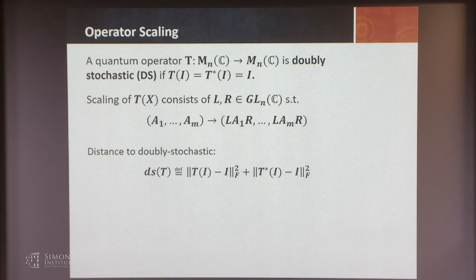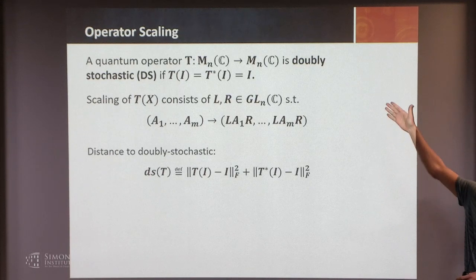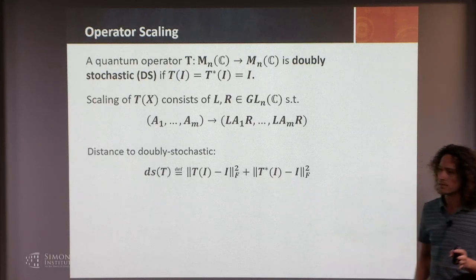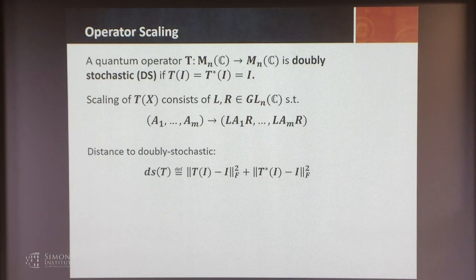And what is the analog of distance to doubly stochastic? Well, my distance to doubly stochastic is how far I am from being doubly stochastic. And here I have the L2 norm if you think of these matrices as a vector. Okay. So far, so good.